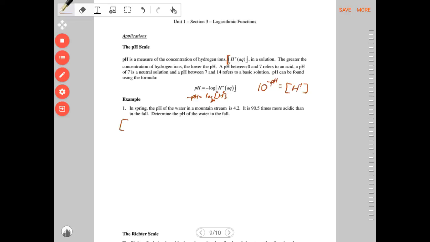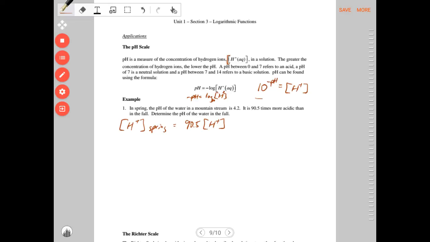The H plus concentration in the spring equals 90.5 times the H plus concentration in the fall, right? You have to take the H plus in the fall, times it by 90.5 to get the same concentration in the spring. Well, tell you what, let's figure out what the concentration is in the spring.